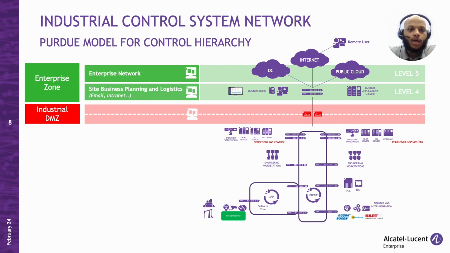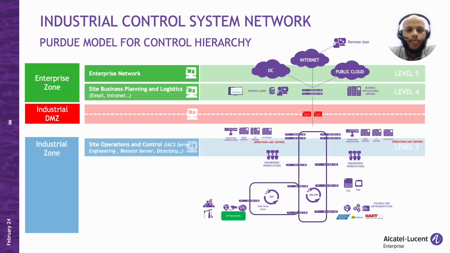Then comes the IT/OT boundary, which is the industrial DMZ. It's sometimes referred to as level 3.5. It's the buffer zone where the highest security should be implemented to segment IT and OT communication. External access should be very restricted for remote access for troubleshooting and monitoring purposes.